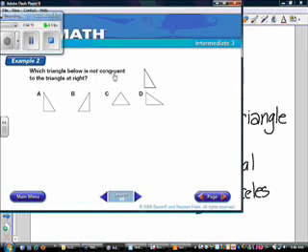Example 2, which triangle below is not congruent to the triangle at the right? And remember, congruent means same size, same shape. So we're looking for one that is not the same size or the same shape. Jacob. Yes, it's C.